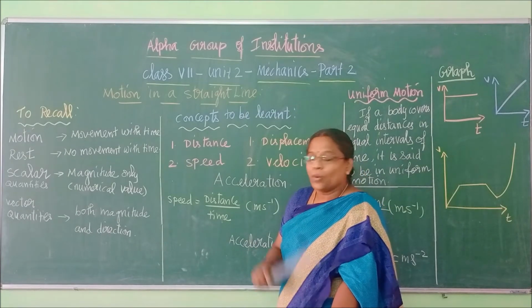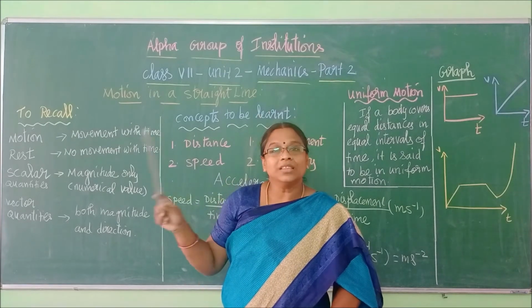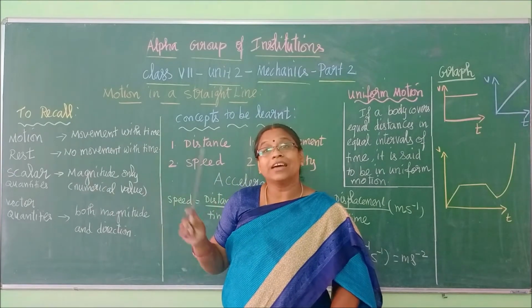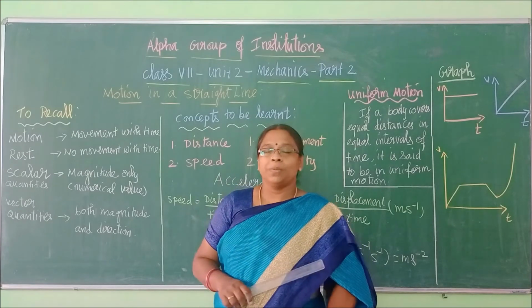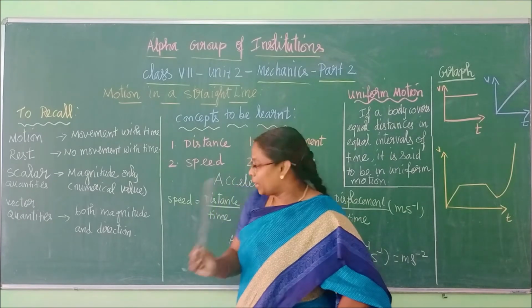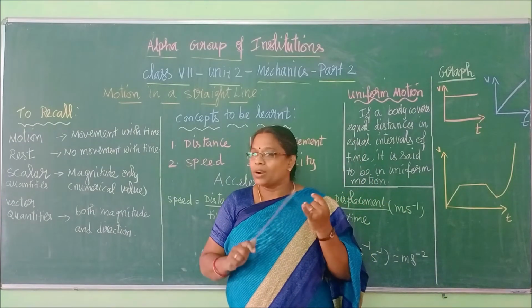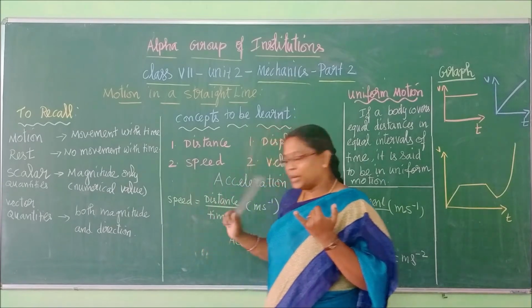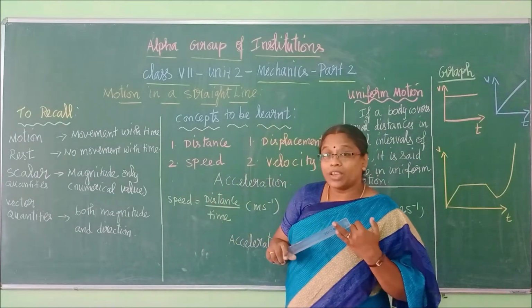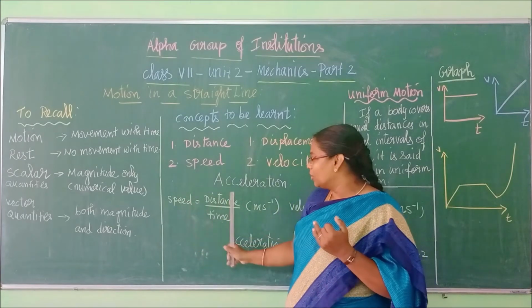Clear, children? When you cover a distance, that distance, when you divide it by the time taken, is called your speed. Understood? Now, definition learned, formula learned. The definition: rate of change of distance is called speed. Then we will learn the unit by this formula. What is the formula? Speed is equal to distance by time.